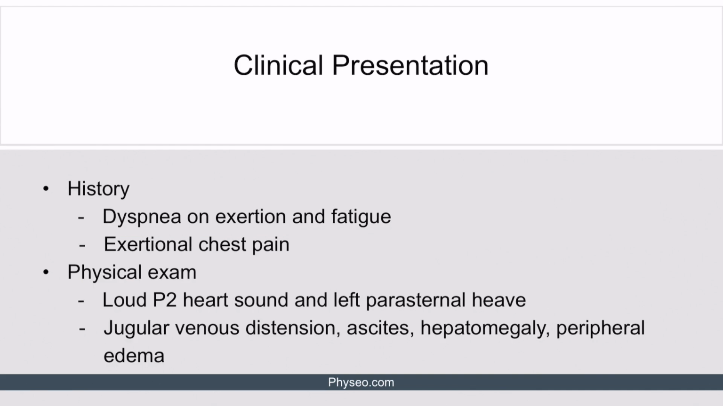Let's move on to clinical presentation. Pulmonary hypertension commonly presents with dyspnea on exertion and fatigue. It might also be accompanied by exertional chest pain. On physical exam, a loud P2 heart sound is detected due to high pulmonary vascular pressure.